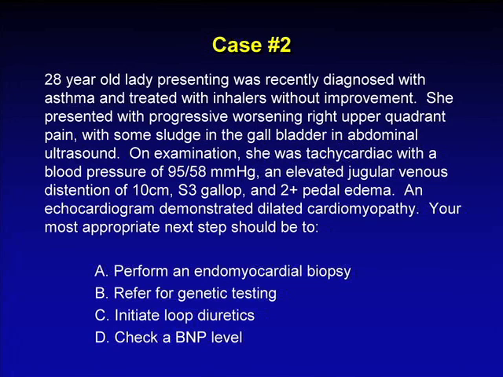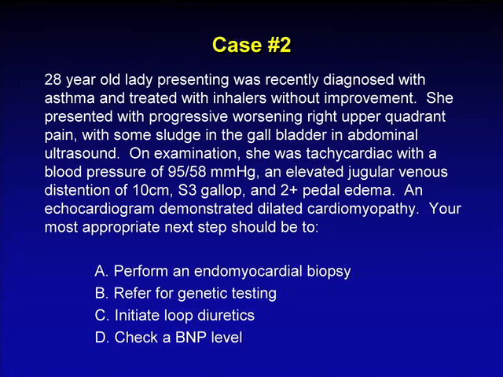On examination, she was tachycardic with a blood pressure of 95/58, an elevated jugular venous distension of 10 centimeters, S3 gallop, and 2+ edema. An echocardiogram demonstrates dilated cardiomyopathy. Your most appropriate next step should be: A, perform an endomyocardial biopsy; B, refer for genetic testing; C, initiate loop diuretics; D, check a BNP.